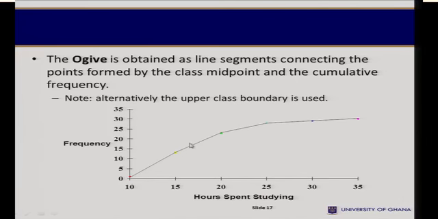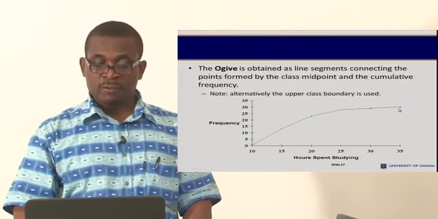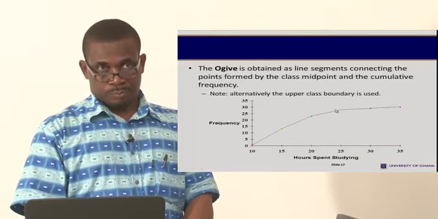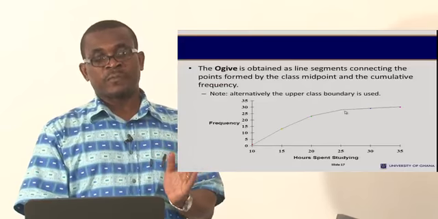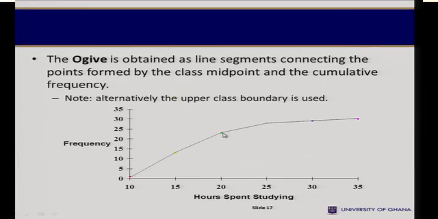So you join line segments through these cumulative frequencies to get this curve. What it means is that when you pick any point on this curve, it can tell you the number of students studying less than a specific number of hours. Let's say you pick this point. It tells you the proportion of students studying for less than 20 hours.